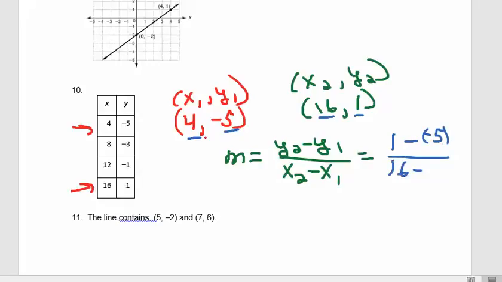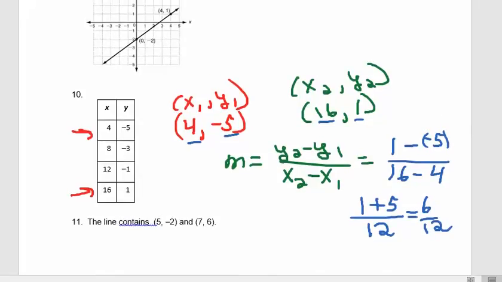And x1 is 4. So on the top you'll get 1 minus -5, which is the same as 1 plus 5. On the bottom you'll get 16 minus 4, which is 12. So you're going to get a fraction that can be simplified. 6/12 can be written as a simpler fraction, so you should still do that, simplify, and you should get 1/2 as an answer.